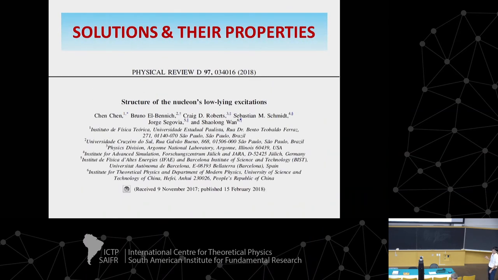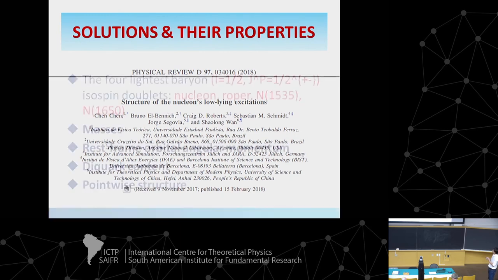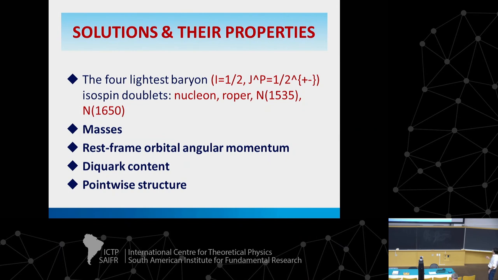Okay, let me say something about our study. We use this realistic QCD-kindred model to calculate the structure of nucleons' low-lying excitations, including the four lightest baryons, isospin doublets: the nucleon, Roper, and N*(1535), which is the first negative parity baryon, and its first excitation, N*(1650). In this work, we calculated their masses, their rest frame orbital angular momentum, the diquark content, and the pointwise structure of wave functions.